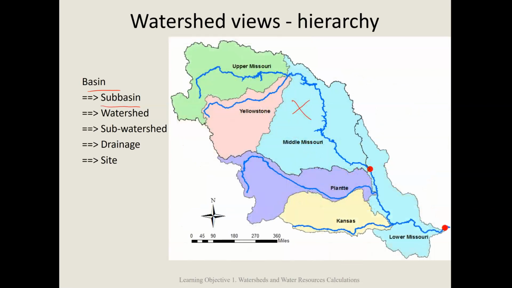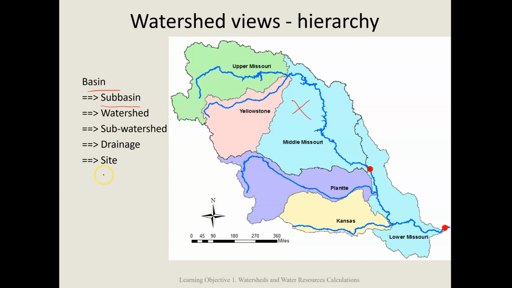Then you could take the Missouri and break it up into different watersheds. In this case, you're looking at different watersheds associated with the sub-basin of the Missouri River. However, if you were calling the Missouri a basin, then the Middle Missouri, the Yellowstone, and the Upper Missouri would be sub-basins of the Missouri River Basin. So there are no really set definitions, but the terms watershed, sub-watershed, and so forth are used within the context of, and relative to, whatever water body area you're talking about.